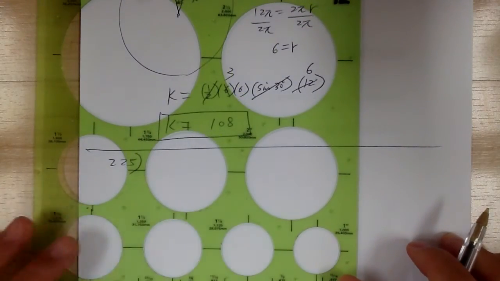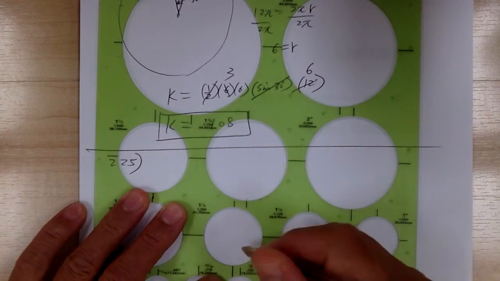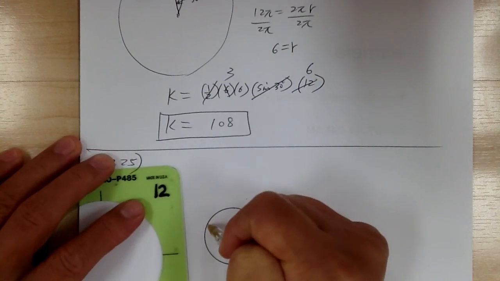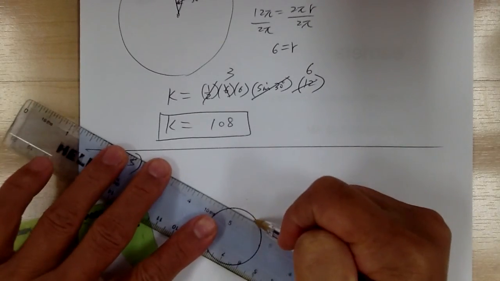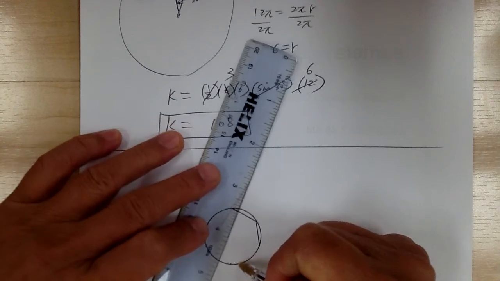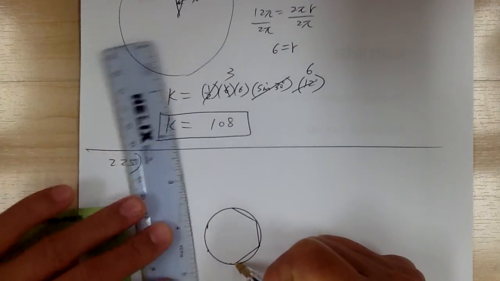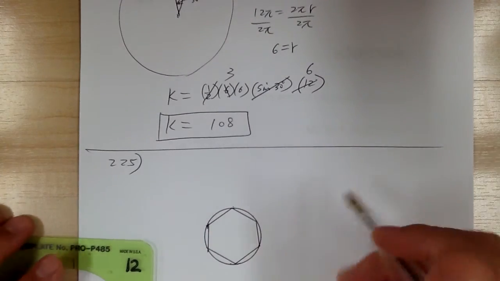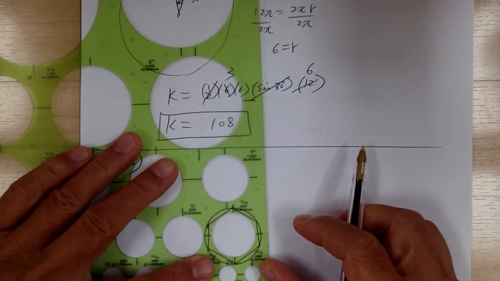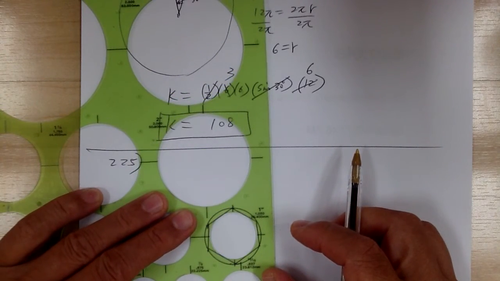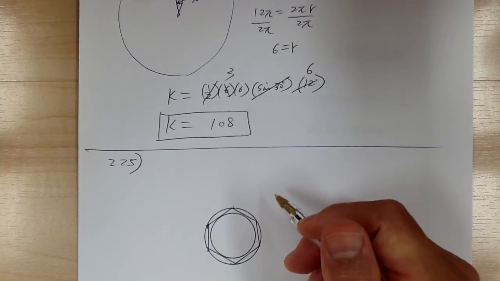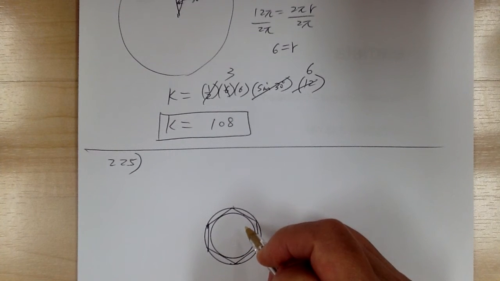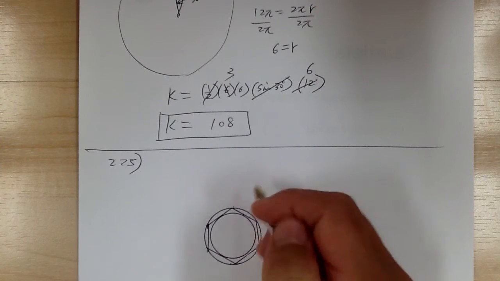Okay, so you have a hexagon. So you've got the circumscribed circle, and then you have the inner circle. So you're looking for the ratio of the two areas.